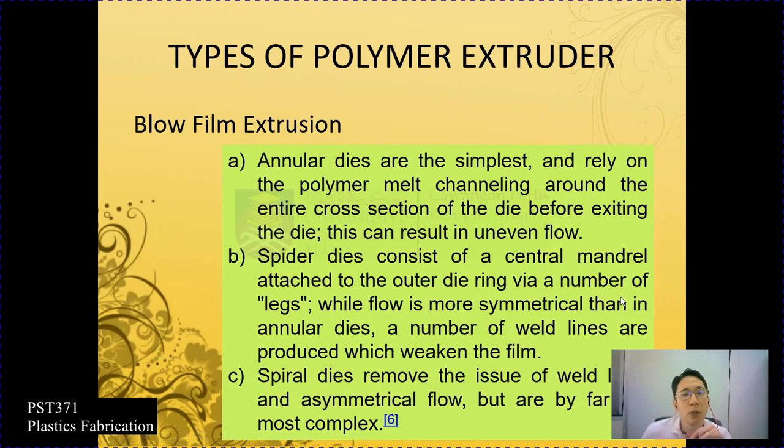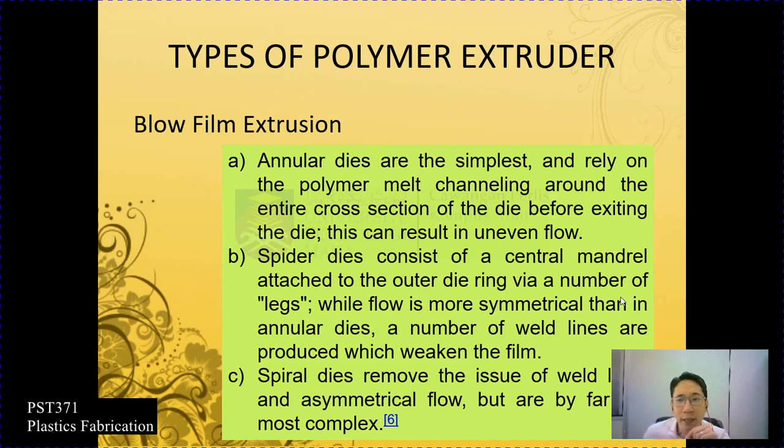Okay. So we go to three types of die. Okay, annular dies are the simplest and rely on the polymer melt channeling around the entire cross-section of the die before exiting the die. This can result in uneven flow. Okay, then we have a spider die. It consists of central mandrel attached to the outer ring via numbers of legs. Okay, sebab tu dia nama dia spider. So, ada numbers of legs ni.